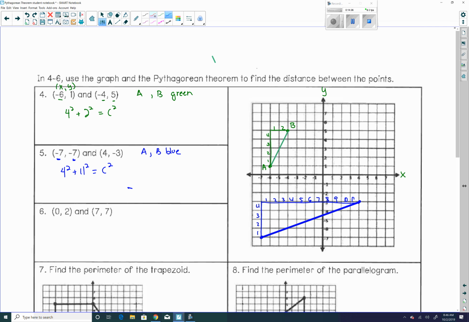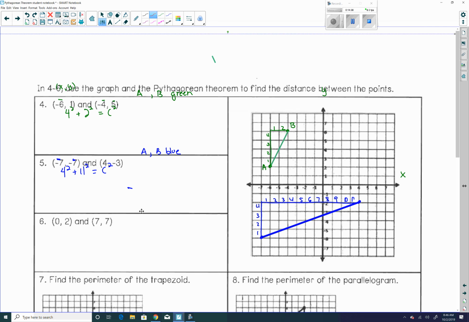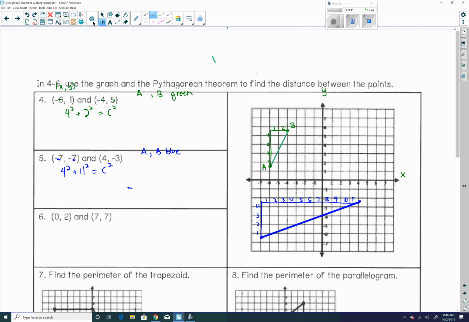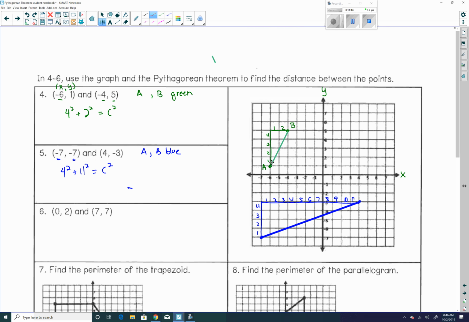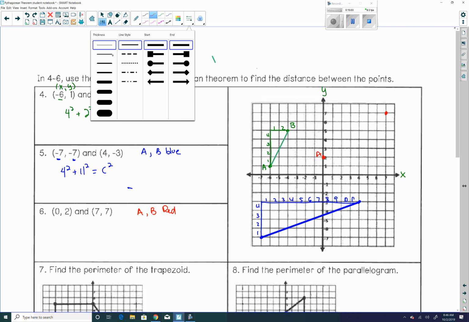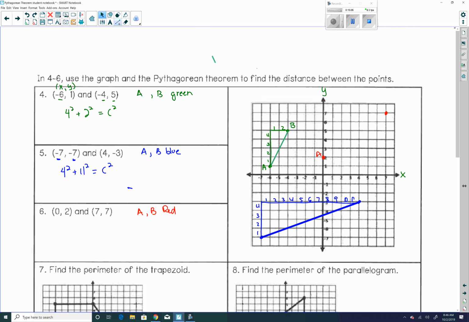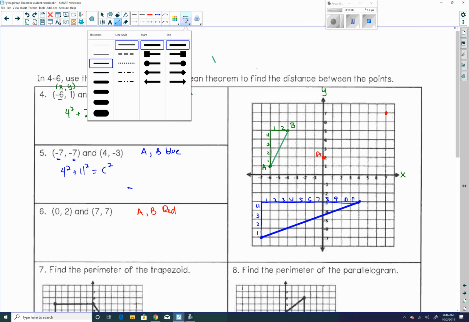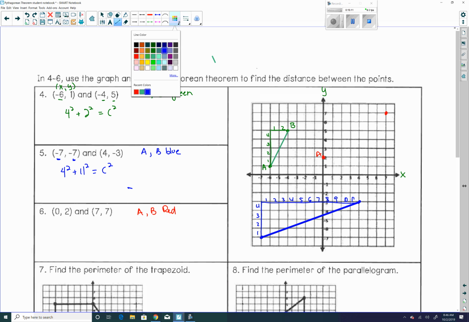And for the last one, I'll go with red. Zero, 2. So I go right or left 0, then up to 2. Call that A. 7, 7. Come to the right 7, then up 7. Call that B. Going to draw my line in red.